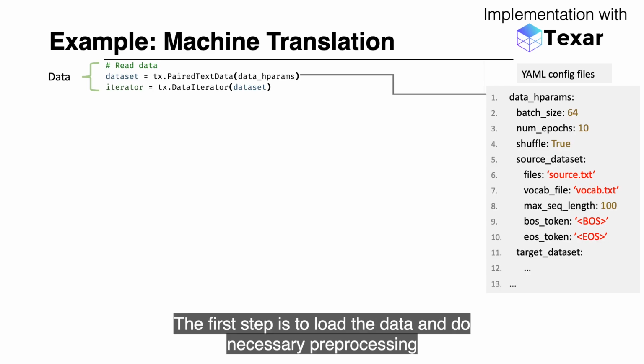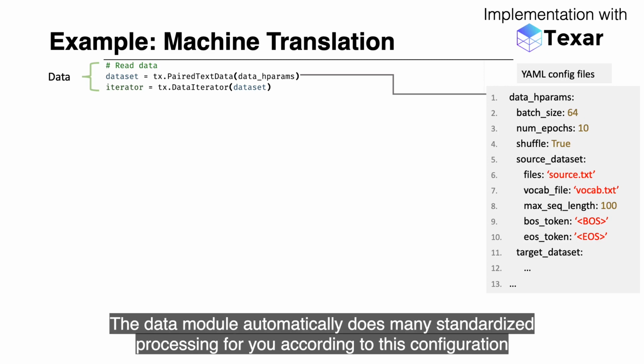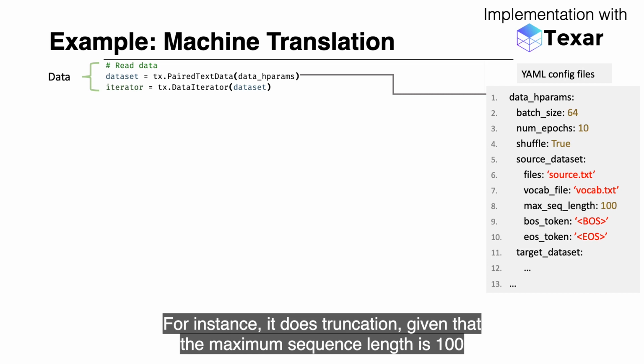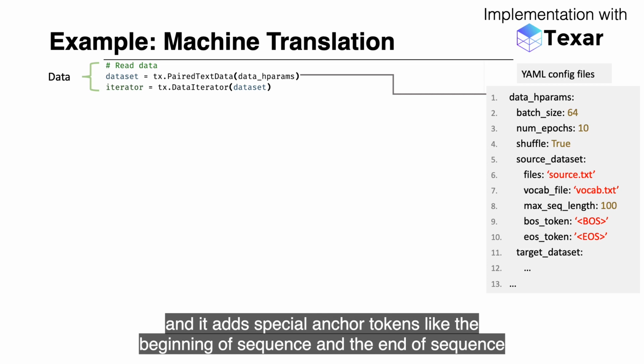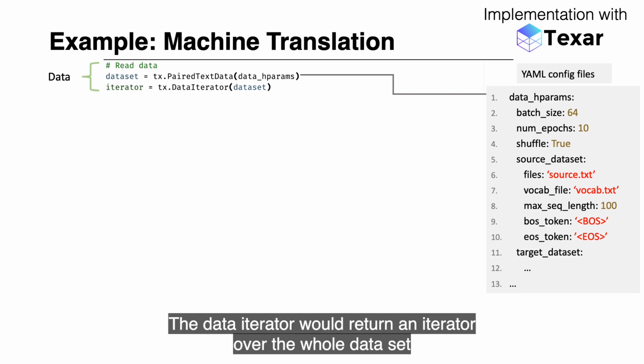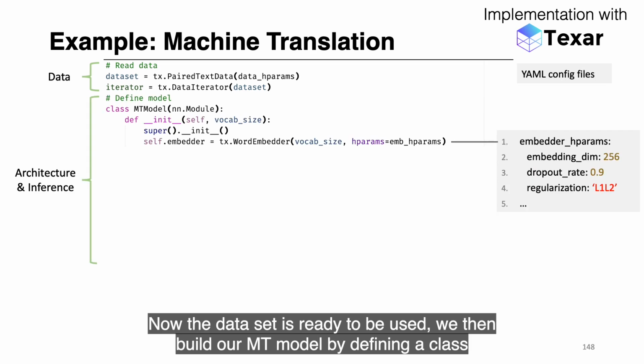The first step is to load the data and do necessary pre-processing. With Texar, it suffices with 2 lines of code. The data module automatically does many standardized processing for you according to this configuration dictionary specified by the user. For instance, it does truncation, given that the maximum sequence length is 100, and it adds special anchor tokens like the beginning of sequence and the end of sequence. And it also does shuffling and batching. The data iterator would return an iterator over the whole dataset that returns 1 mini batch of data at a time. Now the dataset is ready to be used.